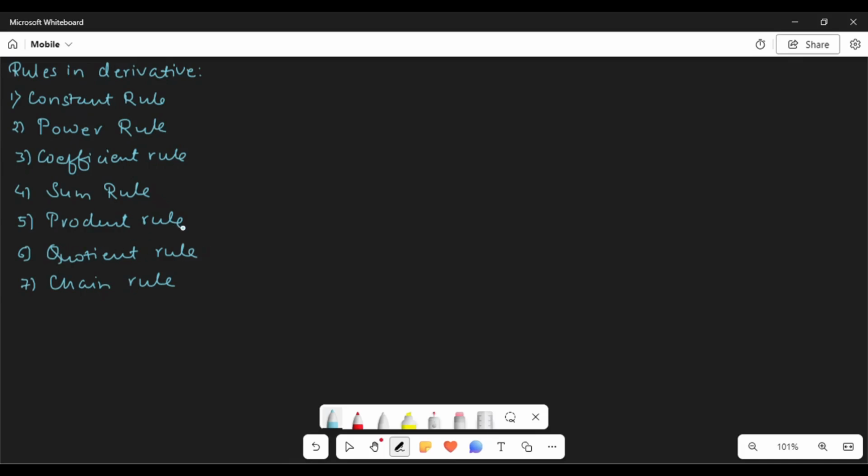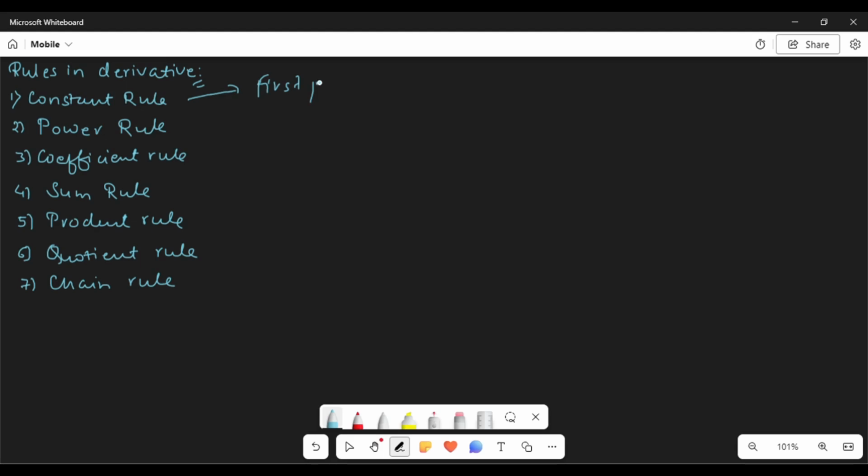In this video, we are going to talk about the rules in derivative that will help us to calculate derivatives in an easy and faster way. If we try to use first principle in every derivative problem, it will be lengthy and tedious. So we have some rules, and these rules are derived from first principle.